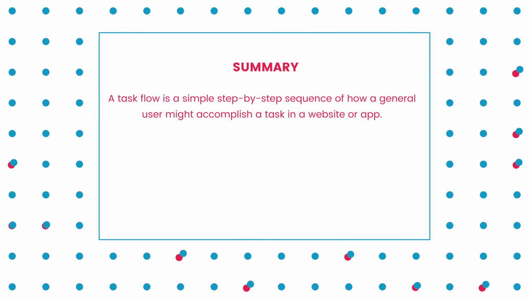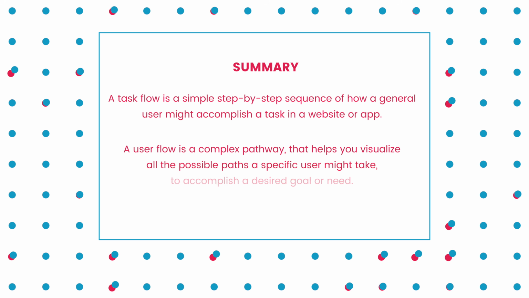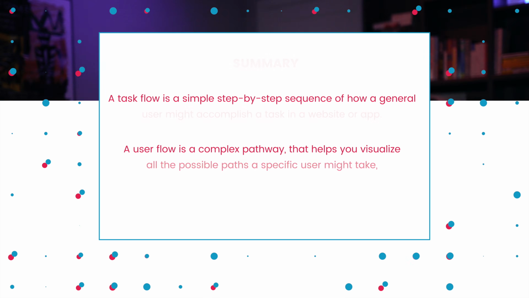That's my take on the differences and the use cases of each flow. So to quickly summarize it all, a task flow is a simple step-by-step sequence of how a general user might accomplish a task in a website or app. A user flow is a complex pathway that helps you visualize all the possible paths a specific user might take to accomplish a desired goal or need.